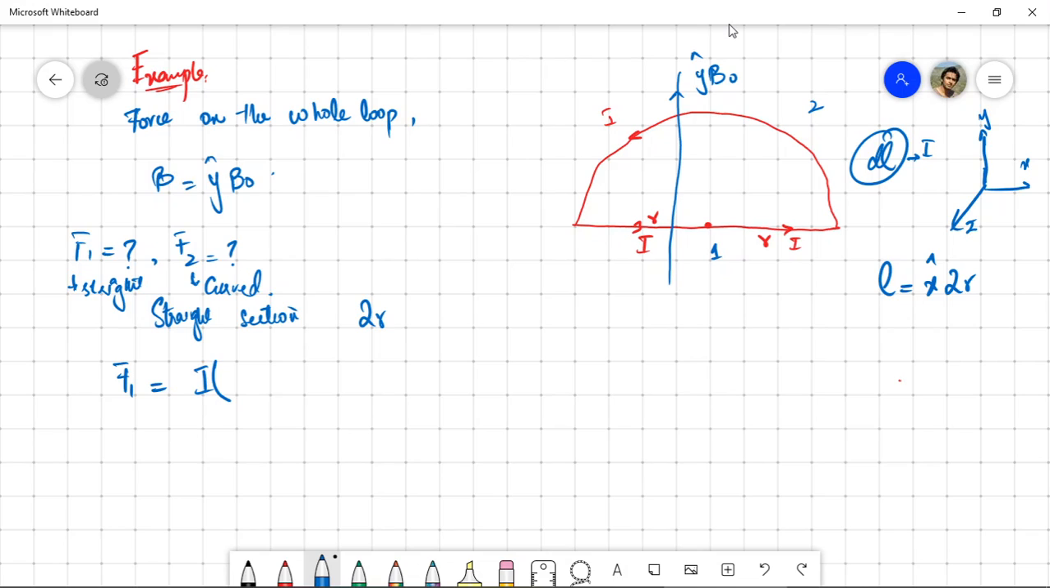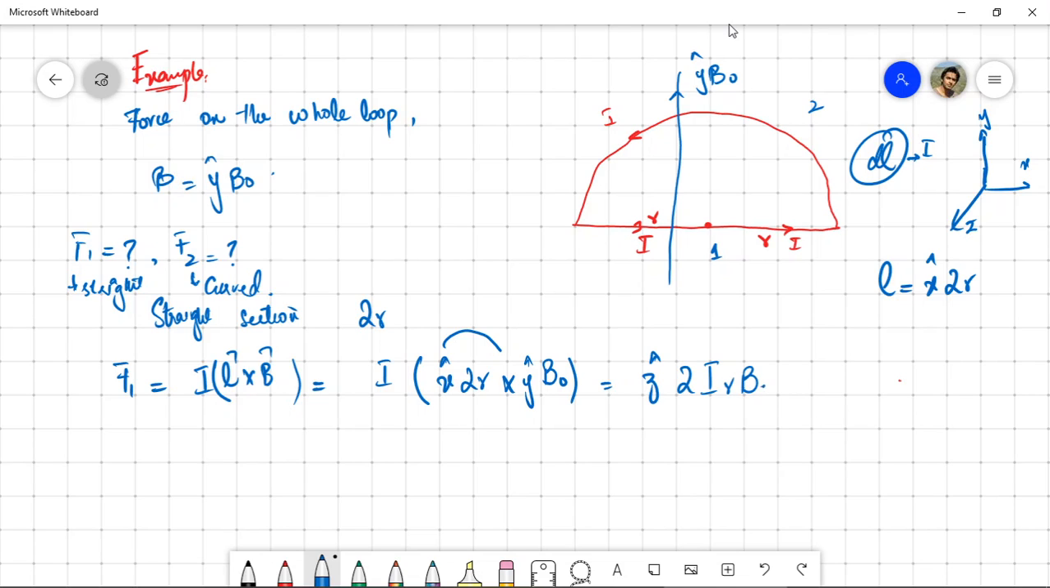In order to calculate the value of F1, we need to have I, and we need to have L cross B. So what we're trying to do here is put in the values. I is as it is, then we have the value of L, which is x hat 2r, and then we have the value of B naught, which is y hat B naught. So x cross y is equal to z hat, and then 2 I r B naught. So this is the value of F1 for this segment.